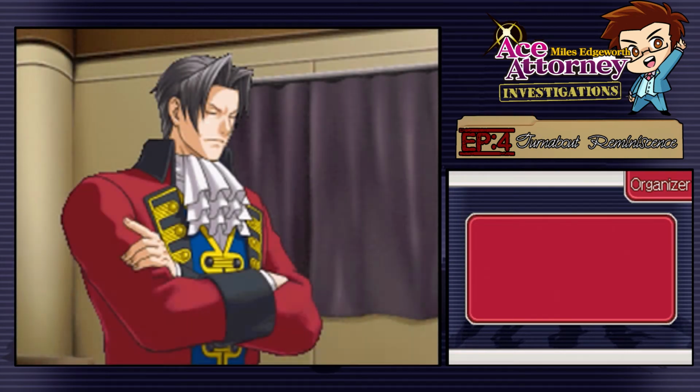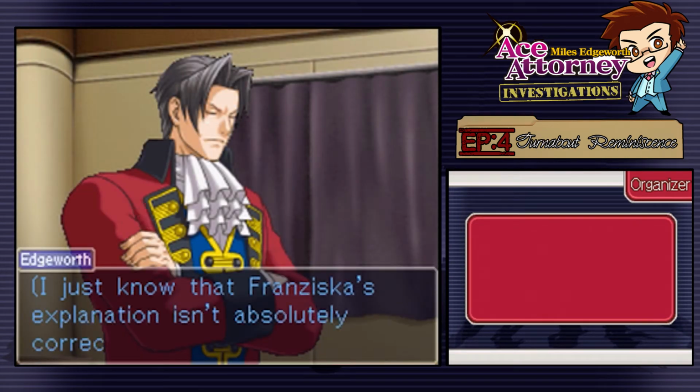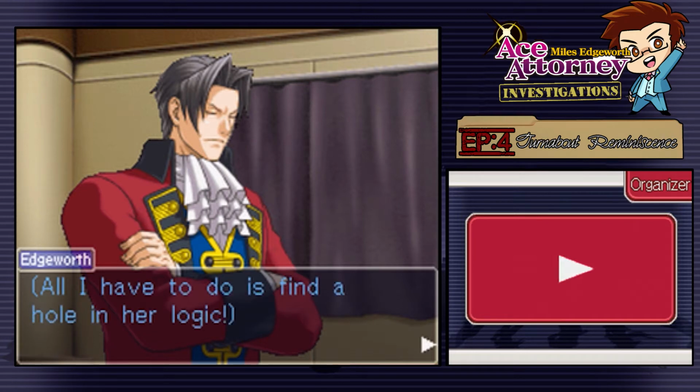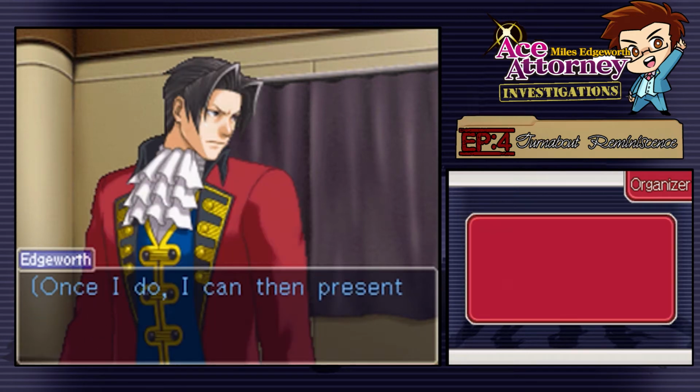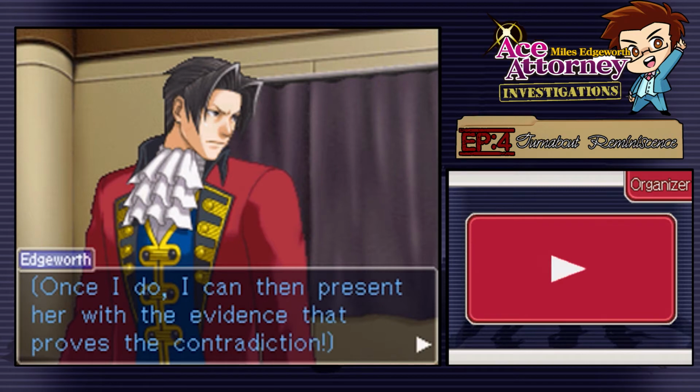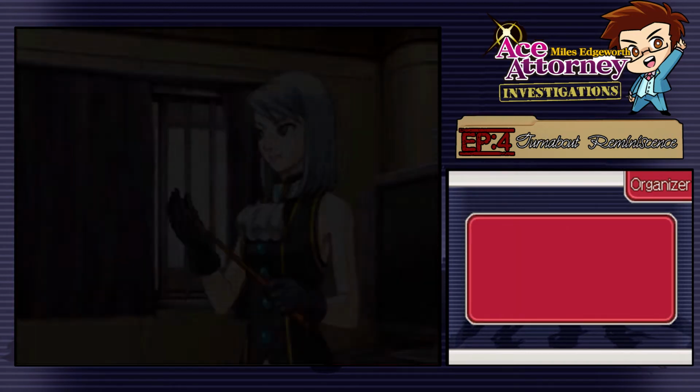Ah, wait. Did she say they were right next to each other? Because if that's the case, we could present the crime scene, because there weren't burn marks in the bullet wound, which means they're at a distance. I just know that Francisca's explanation isn't absolutely correct. All I have to do is find a hole in her logic. Once I do, I can then present her with the evidence that proves the contradiction. Well, yeah.